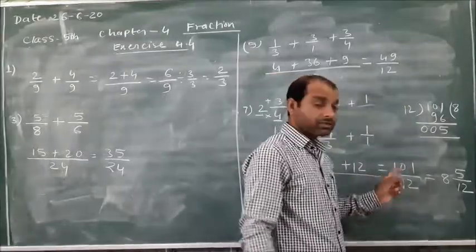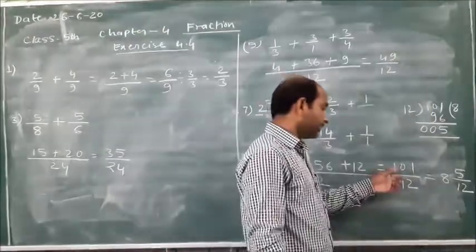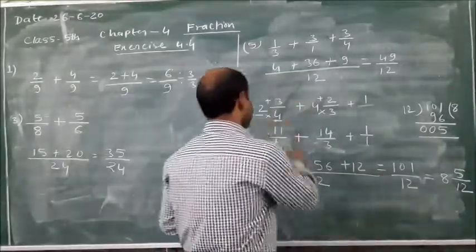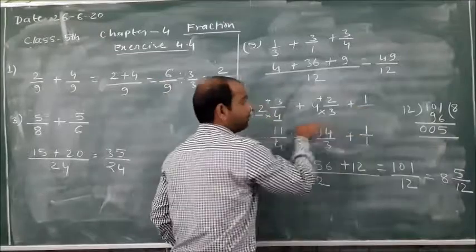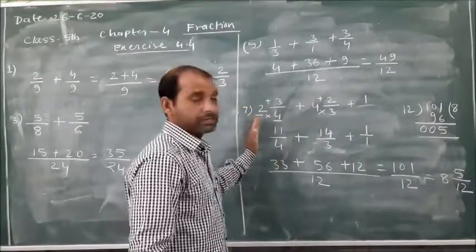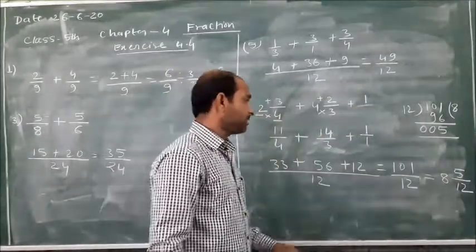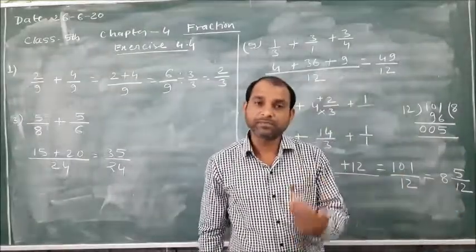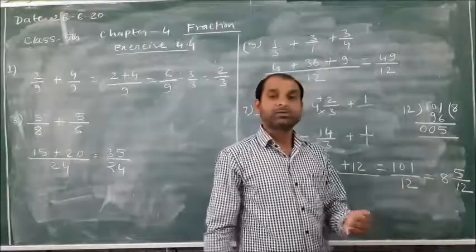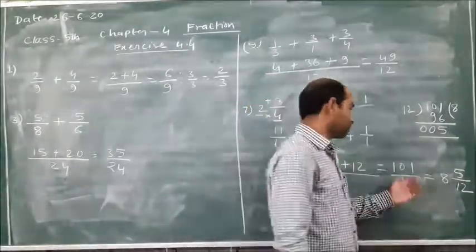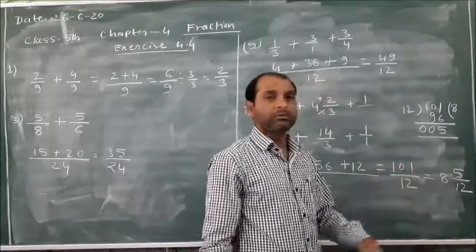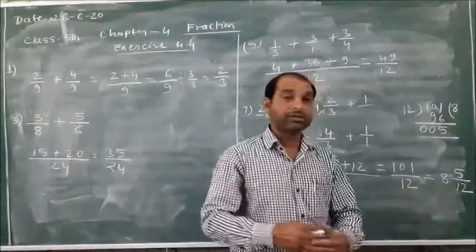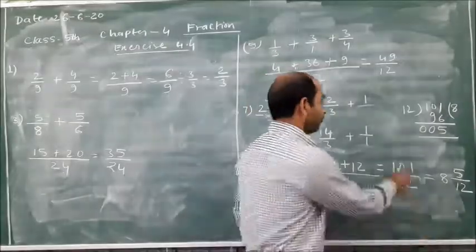And 101 is a prime number. So 101 upon 12 cannot be converted into a lower term. Because your question is in the mixed fraction, your answer should also be in the mixed fraction. So we convert 101 upon 12 into a mixed fraction. How do we convert it into a mixed fraction?